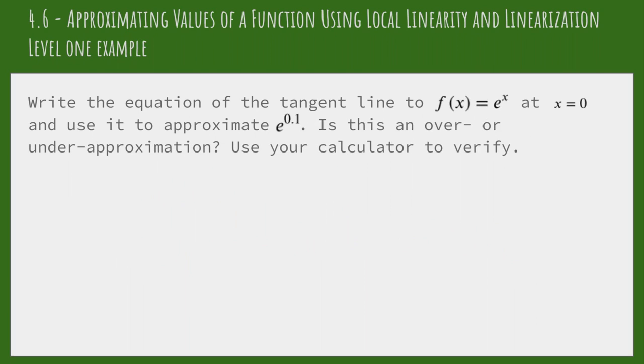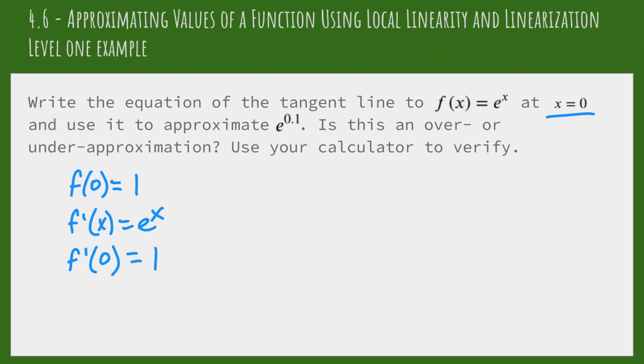Next question is really similar, except just a different function. So the function is e to the x, and we want to approximate the value of e to the 0.1. We do know the value of e to the 0, so that's why we're using that as our point of tangency. So f of 0 is 1, because e to the 0 is 1. f prime of x is e to the x, so f prime of 0 is going to be 1.